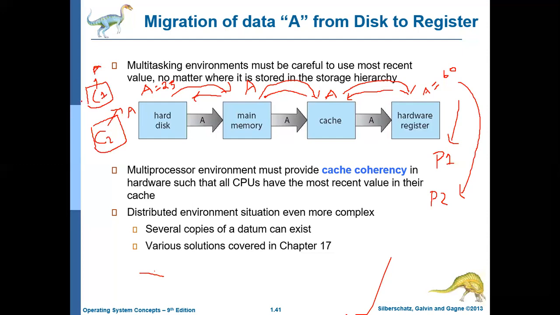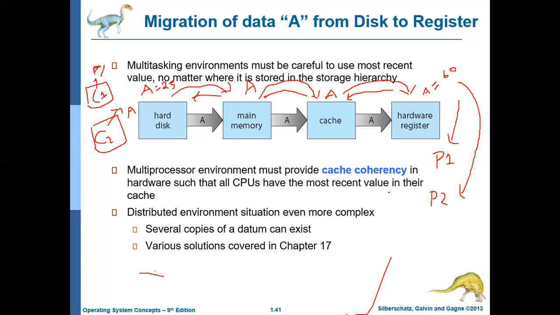Okay, so if CPU 1 changes the content of A, then it should reflect in CPU 2 also. Whenever CPU 1 is changing A, it should tell CPU 2 that it has changed A's content, so that it will reflect in the other processor. So a multiprocessor environment should ensure that whenever a change happens in one place, it reflects in the others also.